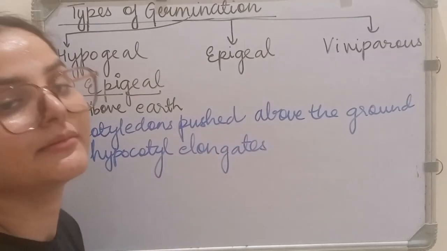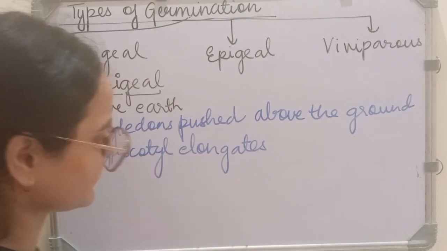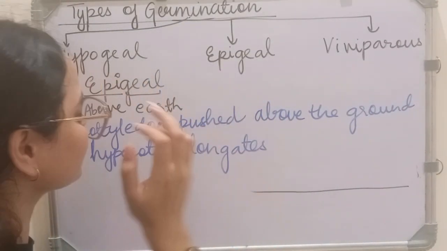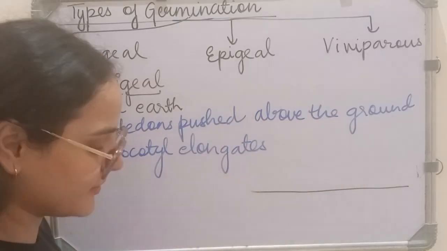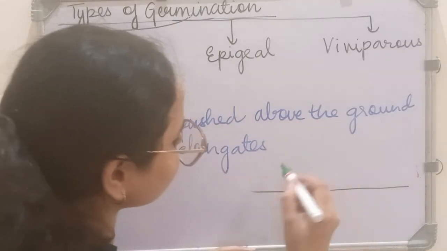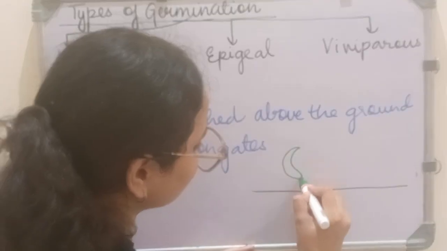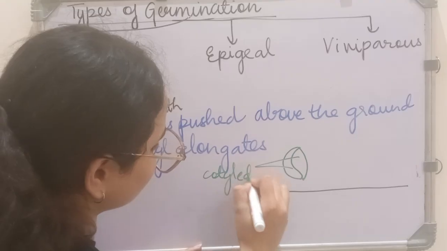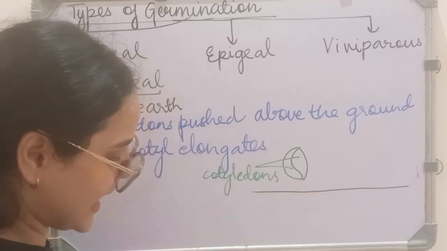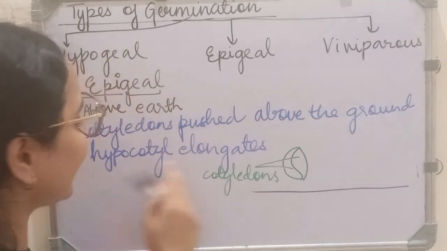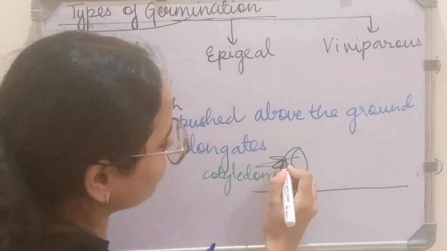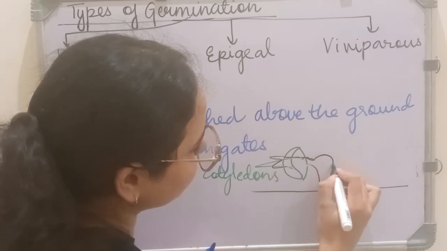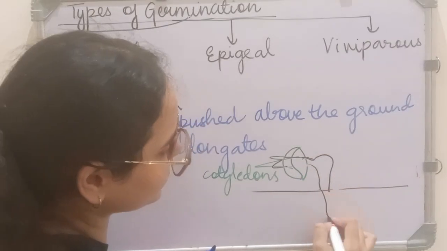Okay, let's draw the diagram to understand it more nicely. This is the ground. Here the cotyledons have pushed themselves above the ground. So let's draw. These are the two cotyledons. Here the hypocotyle elongates. This is the hypocotyle, which has formed a curved structure and it has elongated.